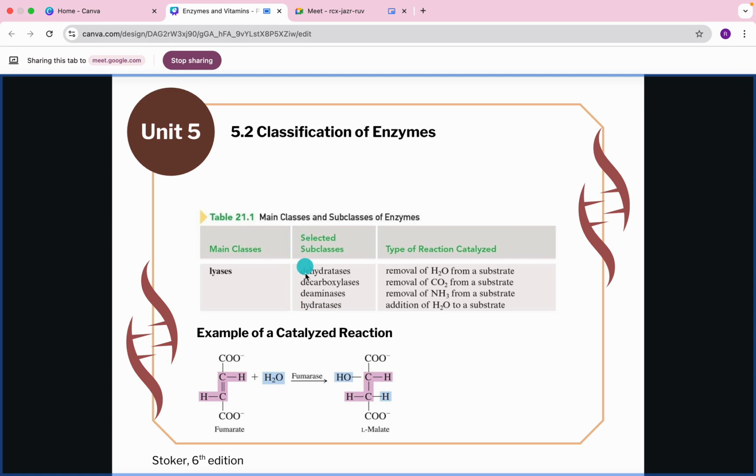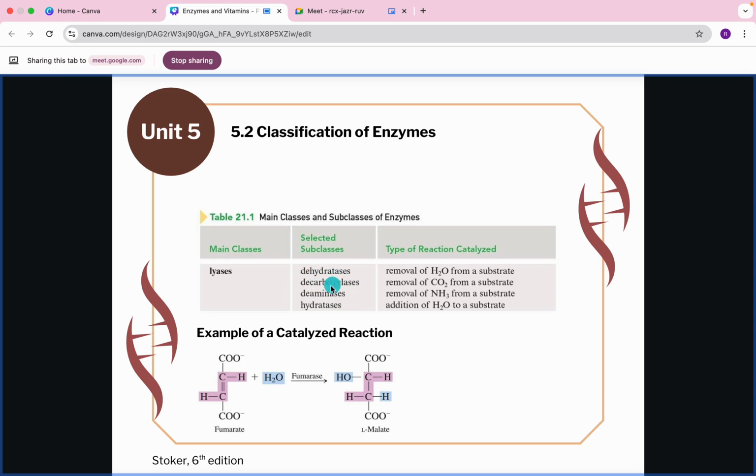So the selected subclasses here for lyases, we have dehydratase, and dehydratase is actually involved in the removal of the components of water to form a double bond. And for decarboxylase, it is involved in the removal of carbon dioxide from a substrate. Deaminase, it's involved in the removal of ammonia from a substrate.